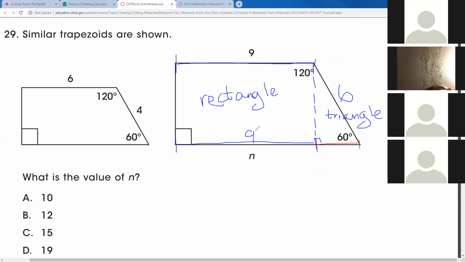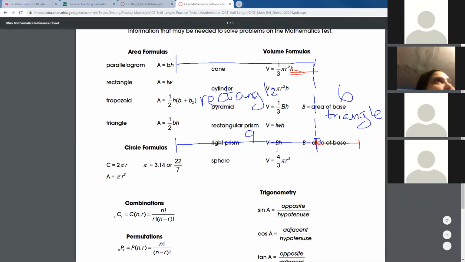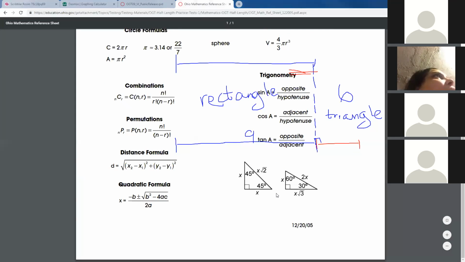So we actually have something on our reference sheet that we can use when we have a 60-degree angle and a 90-degree angle in a triangle. The 120 is actually useless to us. We don't care about it. So when we go to our reference sheet, at the very bottom, you have these 2 pictures that are triangles. One's a 45, 45, 90, and one's a 30, 60, 90. And since we have a 60-degree and a 90-degree angle, this is the triangle we want.